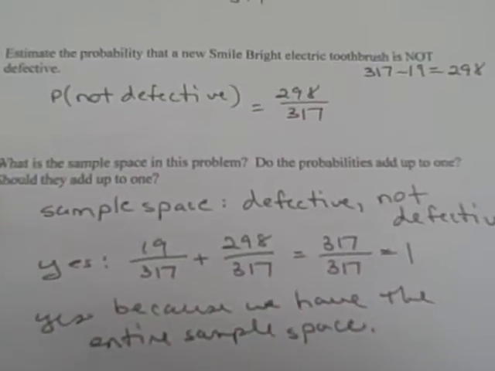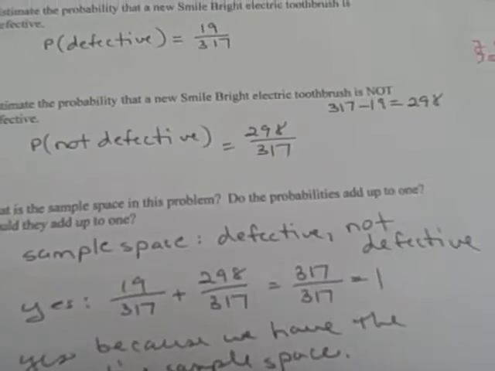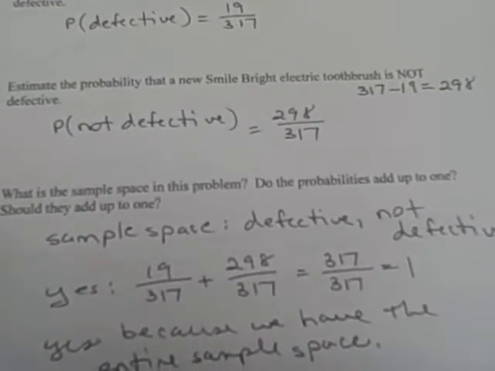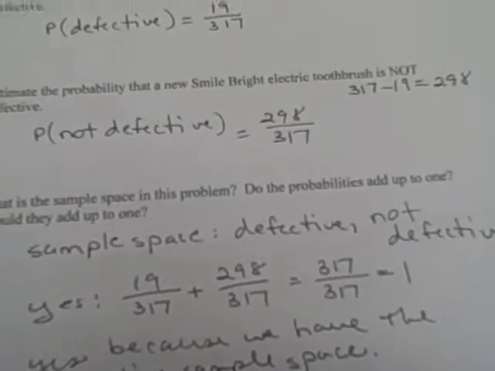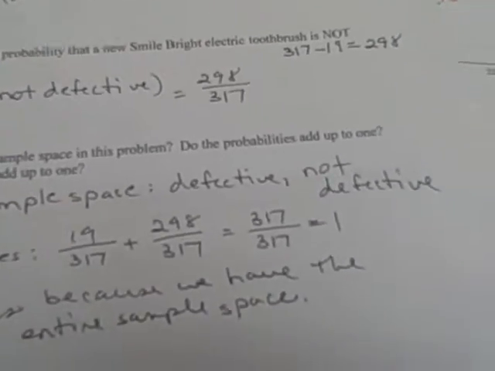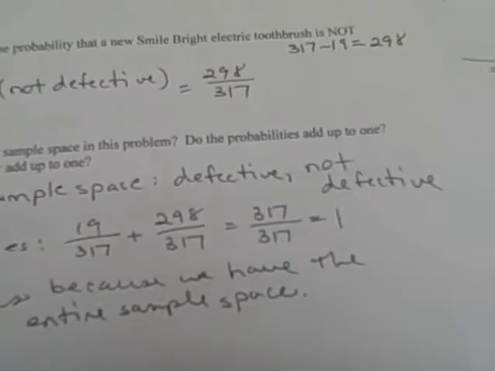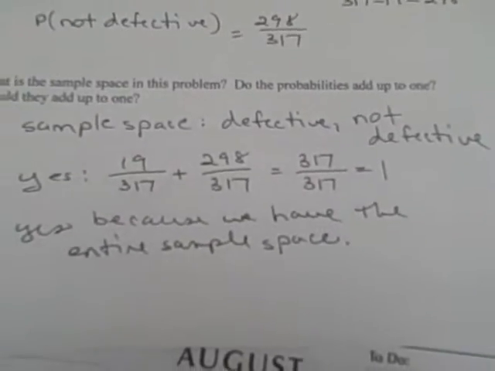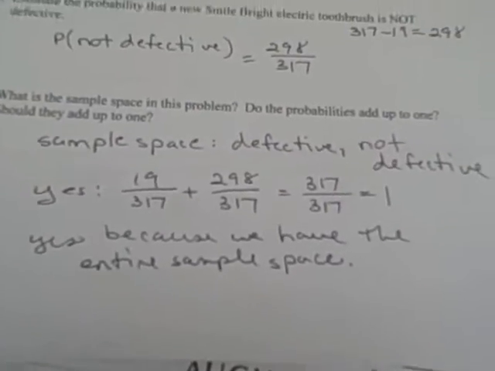Now, should they add up to 1? Well, what you have to ask yourself is, did we leave out any possible outcomes? And no, either the toothbrush is going to work or it's not going to work. That's all of our outcomes. So yes, the probability should add up to 1 because we have the entire sample space. We have all possible outcomes.